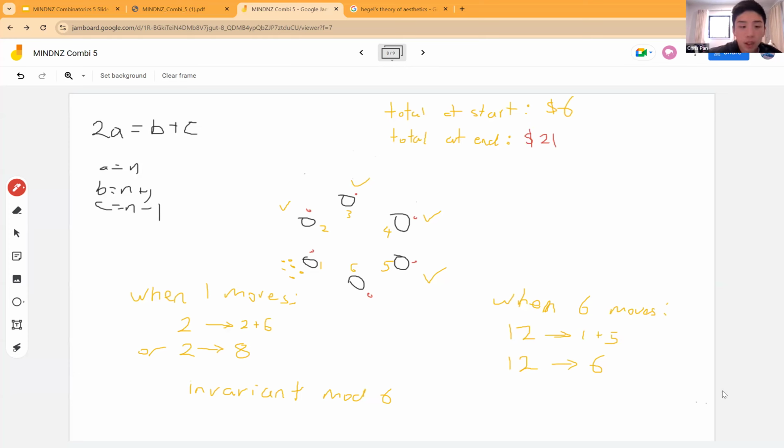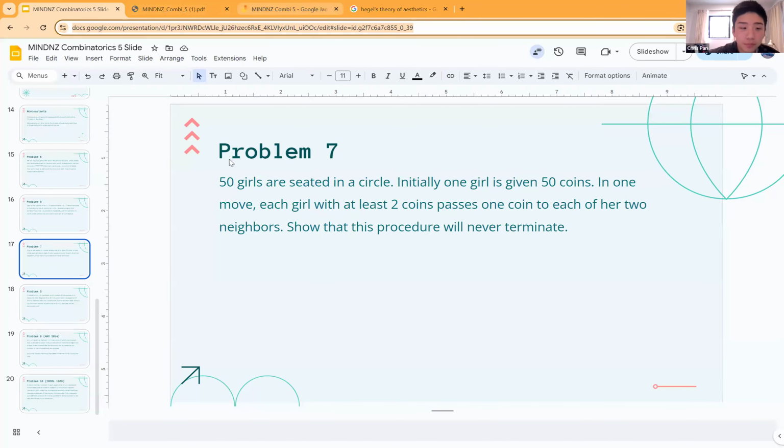But there's a bit of a problem. We already mentioned that the total value, the total dollar amount of all our coins, must always stay the same mod 6. Therefore, it can't ever reach 21, because it must always be 0 mod 6, and 21 is not 0 mod 6. Therefore, you can't go from the configuration where one person has 6 coins into the configuration where everyone has 1 coin. Okay, cool.